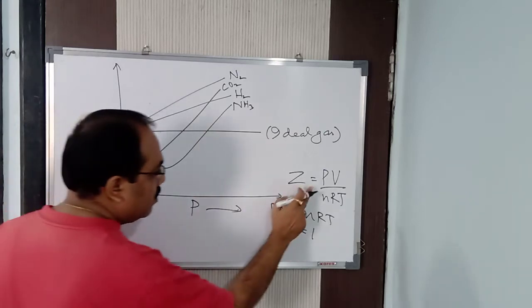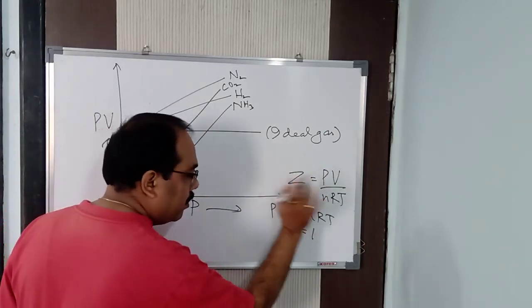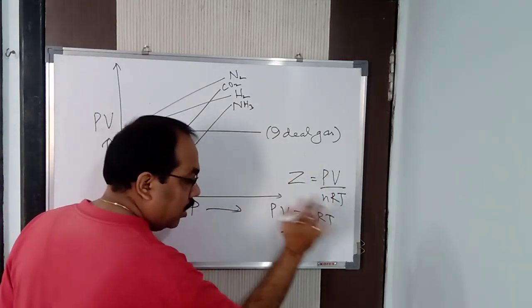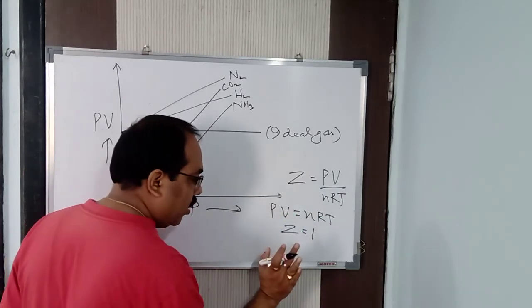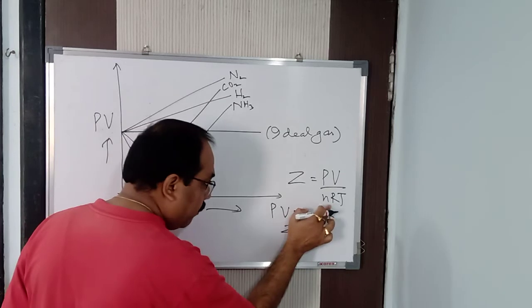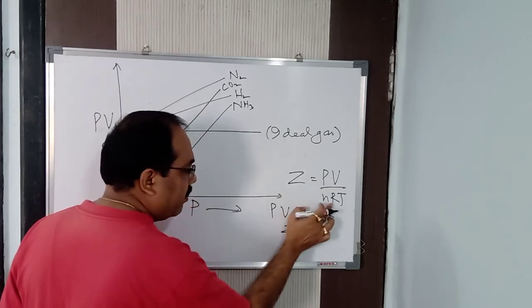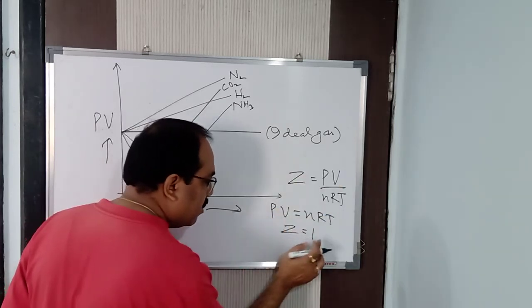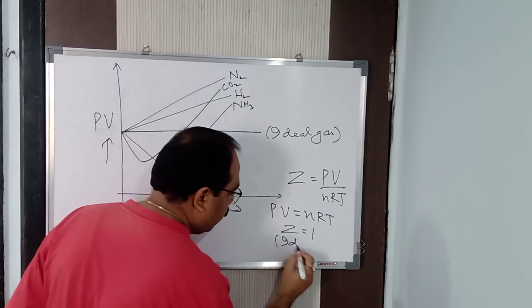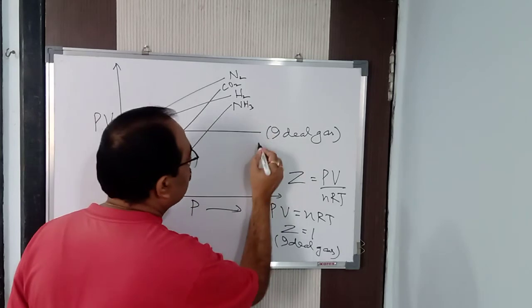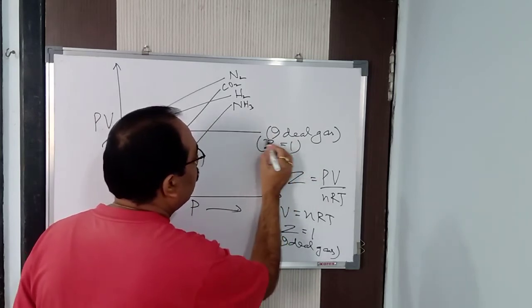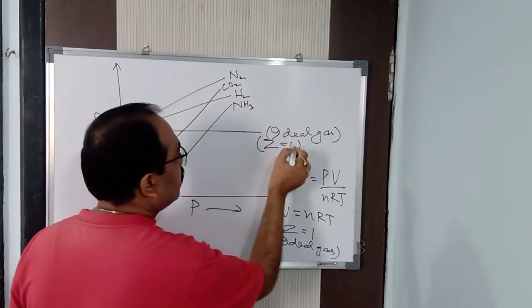Again I repeat, this is your compressibility factor Z. It is being calculated practically. And this is the ideal gas equation, PV is equal to nRT, you know that. Now you put this value here. In place of nRT you put PV, so PV gets cancelled. Z becomes 1. This is for what gas? For ideal gas. The value of Z is 1 for ideal gas. So here, Z is equal to 1.